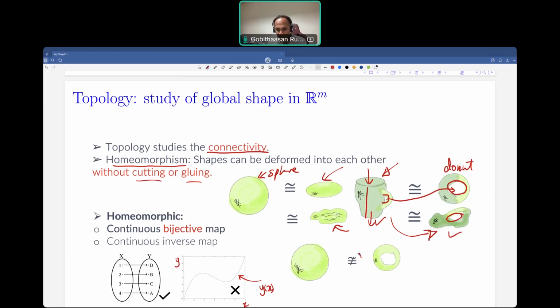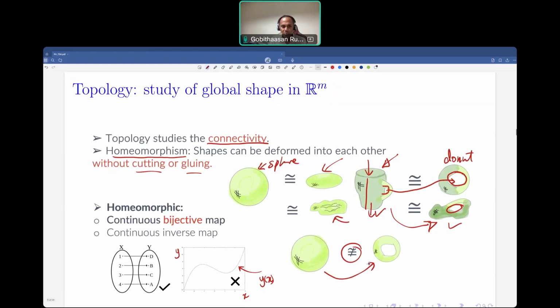Whereas we see here, this is not homeomorphic. A sphere is not homeomorphic to a donut. Why? A sphere has no hole actually, whereas a donut has a hole, right? So you get the idea of homeomorphic. So in mathematics, homeomorphic has two conditions.